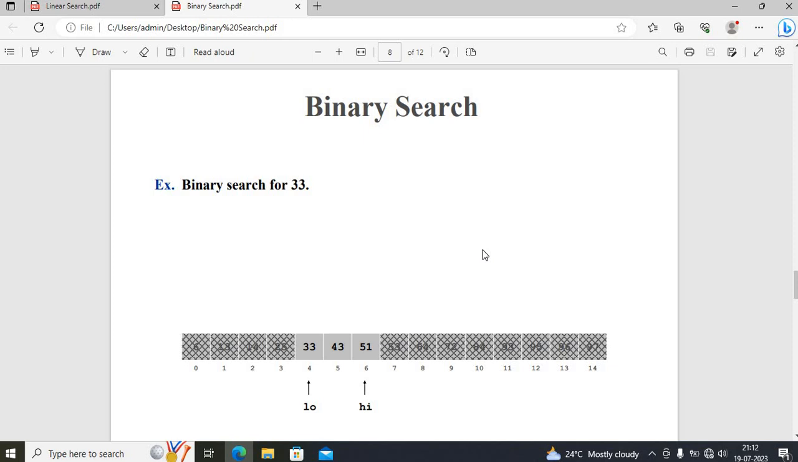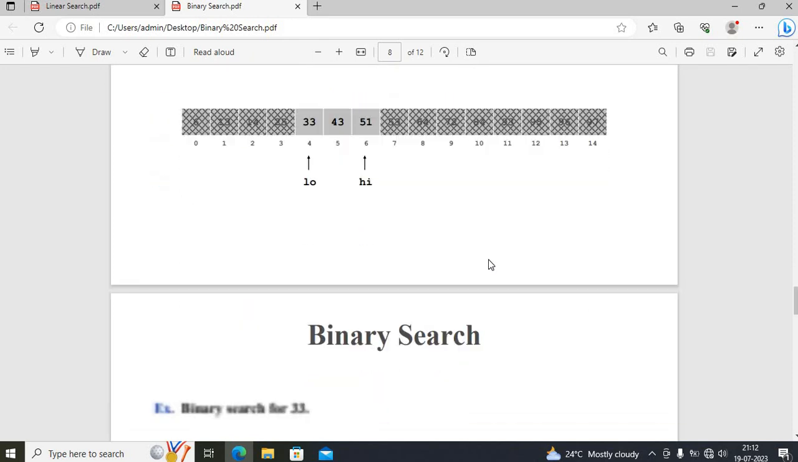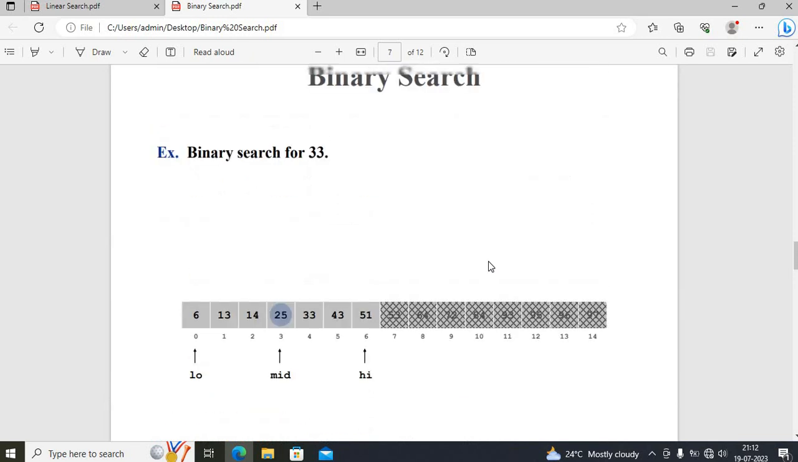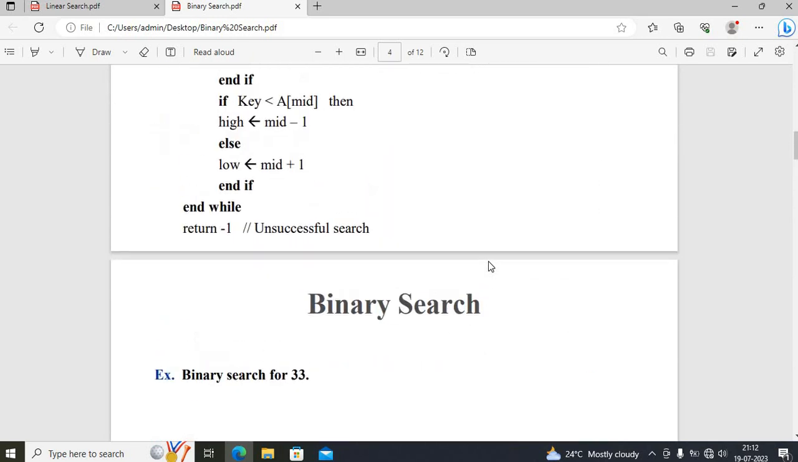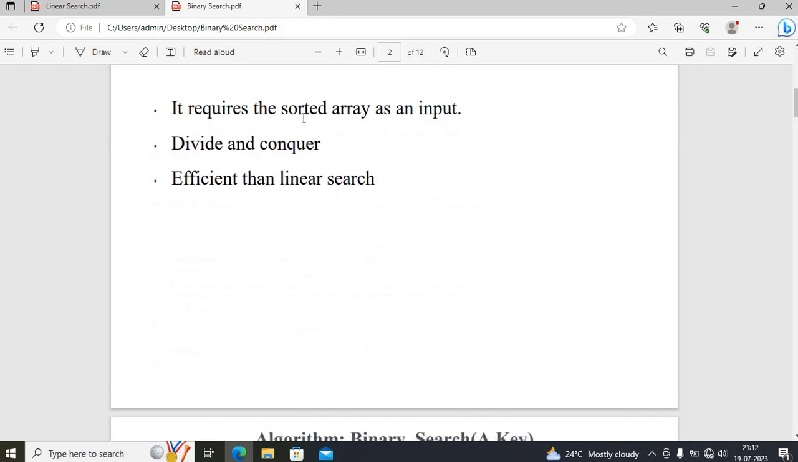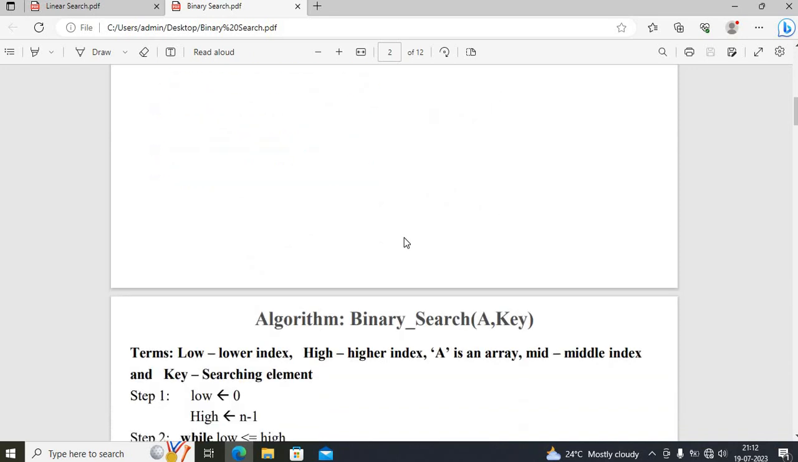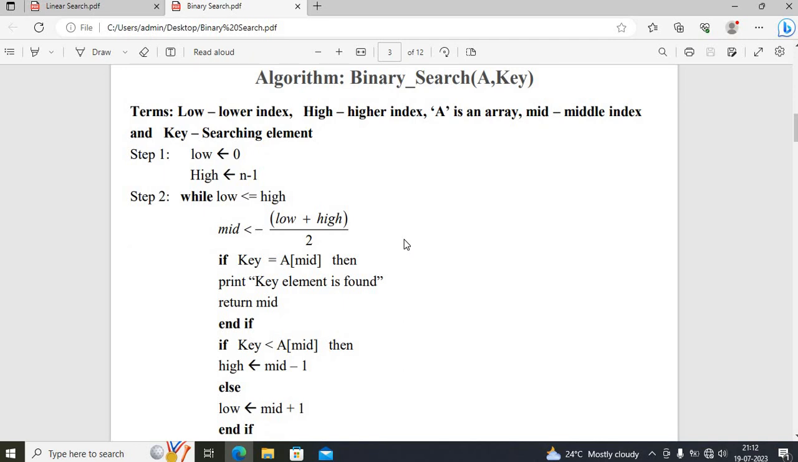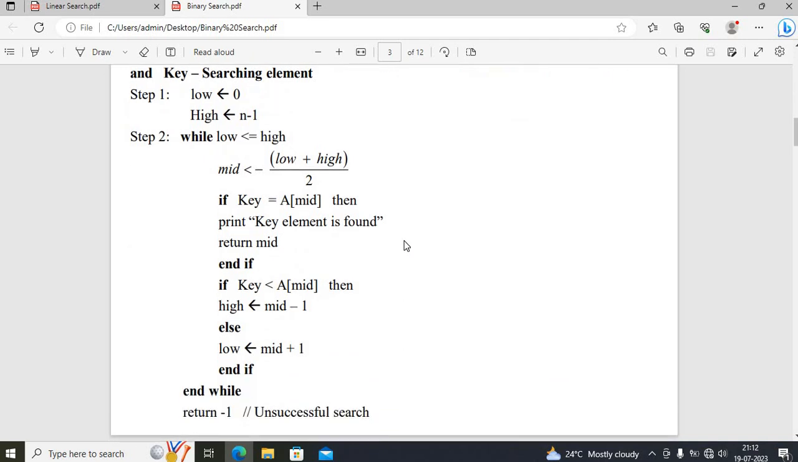So based on the comparison, we can consider either the left list or the right list. So this is the binary search algorithm, and it requires a sorted list as an input and is more efficient than linear search. This is the algorithm, and each time the mid element has to be compared with the key element. When the key element matches the mid element, then display the message that the element is found.